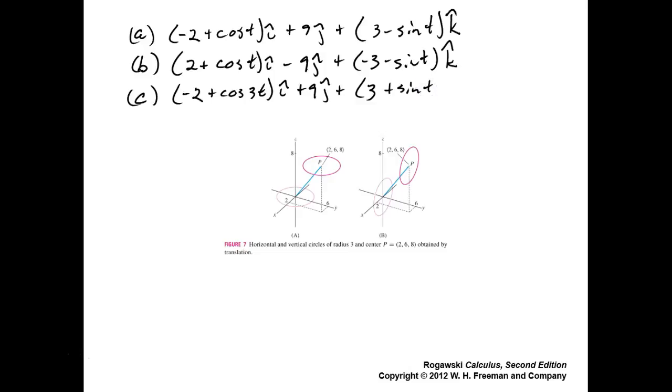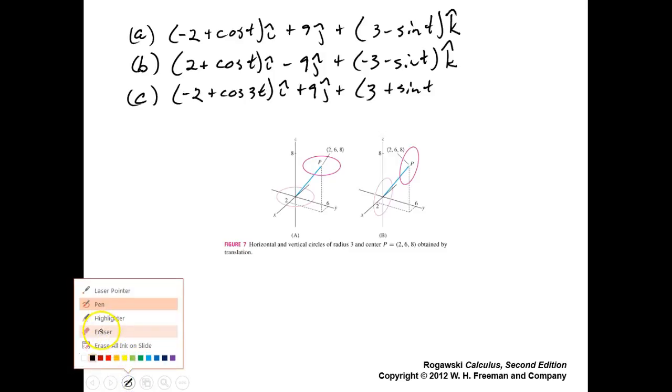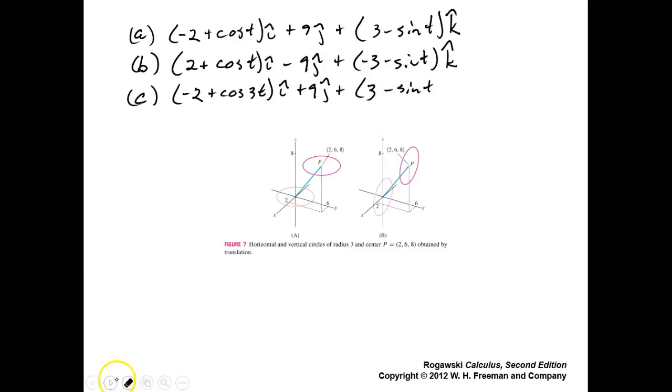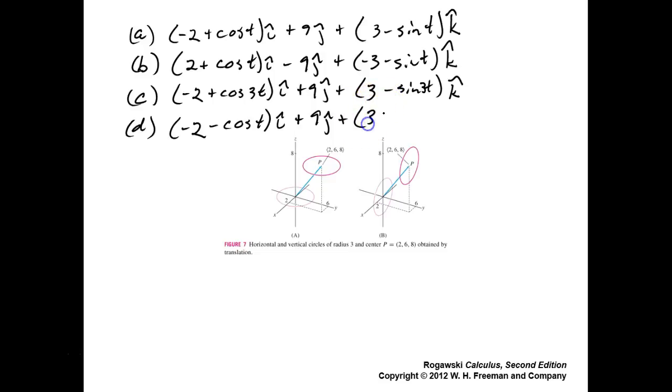Oh, C, yeah, I had jumped down to D. My eyes had. Okay. 3t. Say again? 3t on the. Oh, that's a 3t there too. Okay. I thought these looked totally different because I was going down to D. Okay, this is minus 2 minus cosine t i, that's yes. Plus 9j. Plus 3. Yeah. Plus 9j. Plus open parentheses, yeah. Right. 3 plus sine t. Okay.